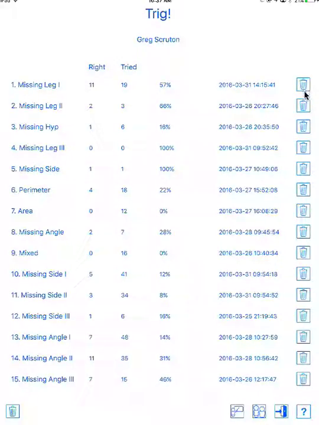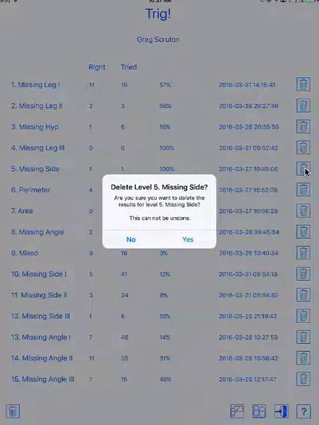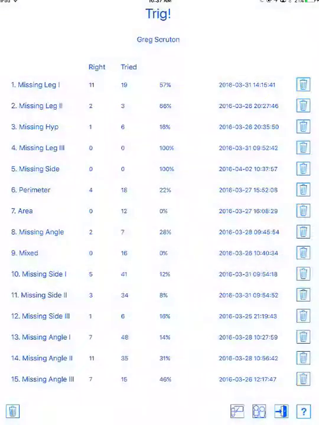Okay, just if you click on the trash can, it won't bring you to the level, it will delete that level. Although with some warning, right? So if I click on level 5, I'm just going to click on here on the iPad. If I click on the trash can, it says delete level 5, the missing side. Are you sure you want to delete the results for level 5 missing side? This cannot be undone. And so you can choose yes or no. I'm going to choose yes, and then notice what happens. My levels are turned 0 right, 0 wrong, and I'm reset to 100%.